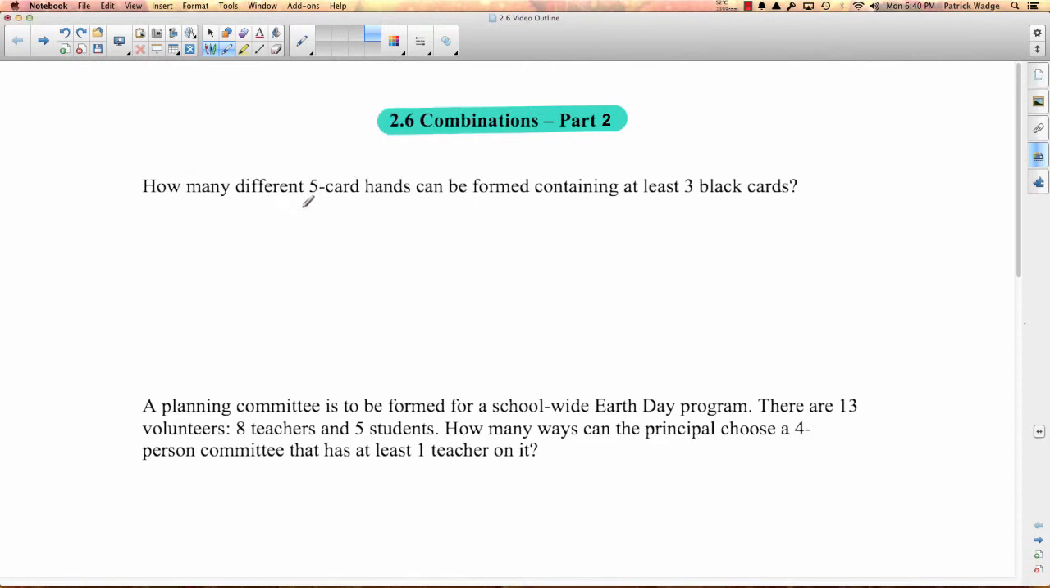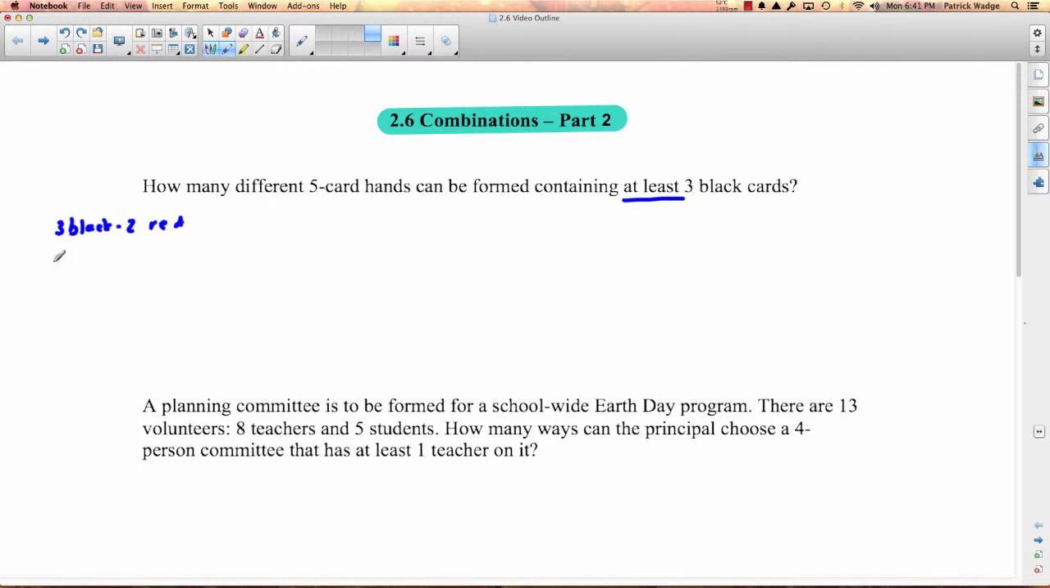How many different 5-card hands can be formed containing at least 3 black cards? And this is what distinguishes these part 2 questions: they ask things like at least 3 black cards or at most 3 black cards. So you have to do multiple steps here. If you have a 5-card hand and it could have at least 3 black cards, well then what could you have? You could have 3 black cards, and you need a 5-card hand, so you'd need 3 black and 2 red, right? But what else could you have?